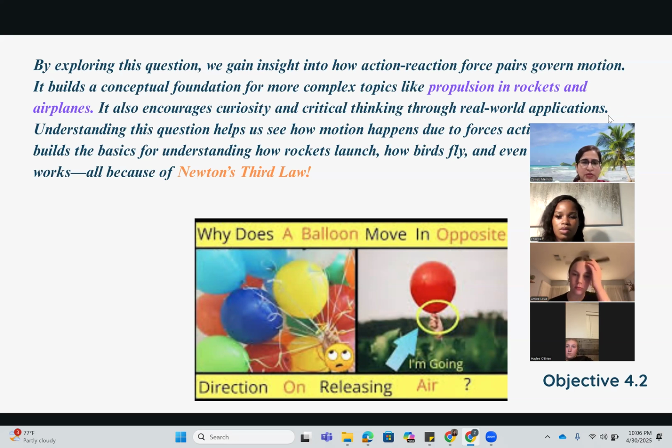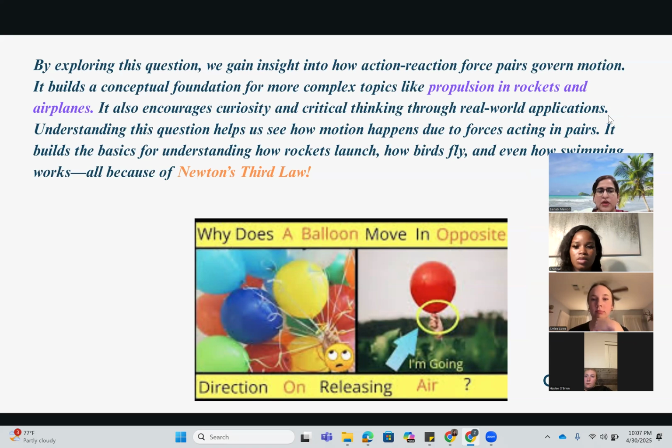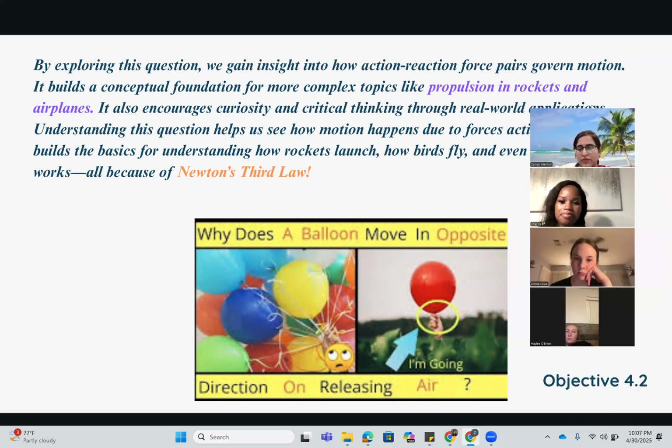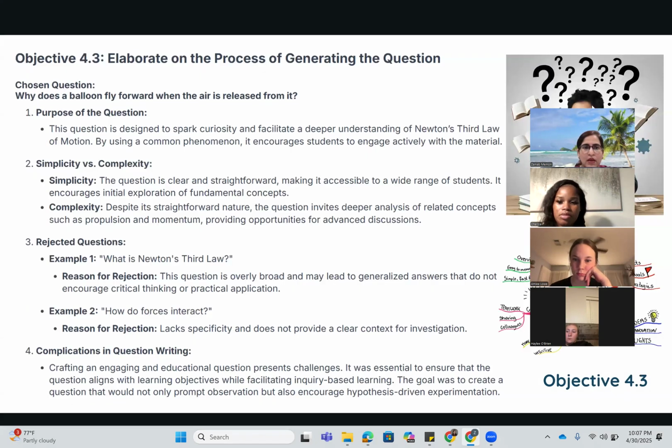Understanding this question helps us see how motion happens due to forces acting in pairs. It builds the basics for understanding how rockets launch, how birds fly, and even how swimming works, all because of Newton's third law. Now, why did we choose this question? We considered some questions and then rejected them, so we will talk about it.